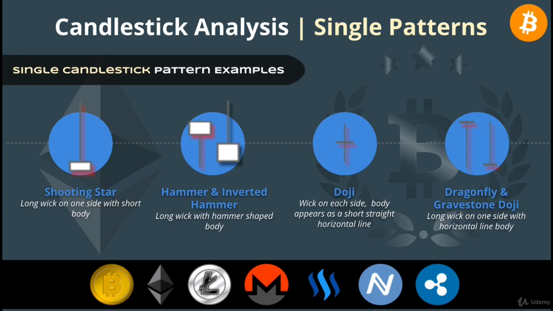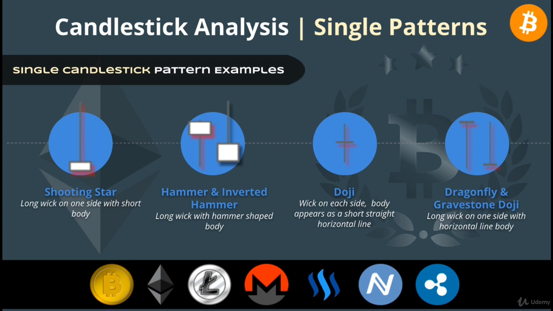So let's go over a few examples of the most common and well-known simple candlestick patterns to help you get a better understanding. The first example shows a single candlestick in a simple shooting star pattern. This occurs when a stock opens higher and continues higher during the day, but falls and closes lower near the opening price. This candle has a short body, a long upper wick, and little or no lower wick.